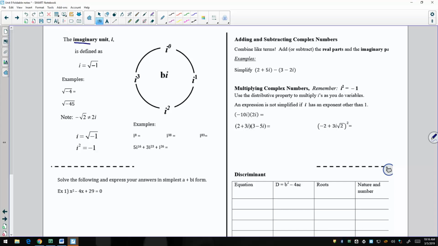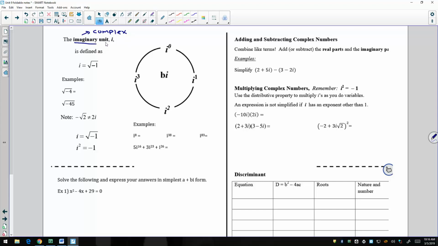So another word for imaginary is they may use the word complex. A complex number usually includes a real part and an imaginary part, whereas the imaginary part is only the imaginary part, or an imaginary unit.